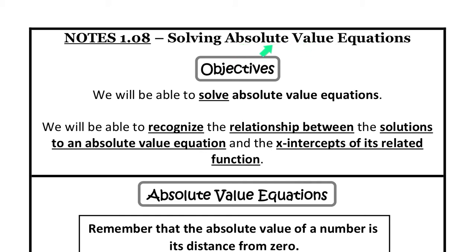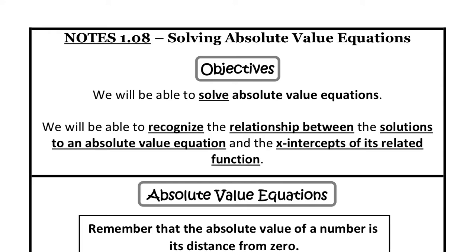So we're still talking about absolute value, but now we're going to be focusing on solving equations of absolute value, and we're going to be doing that throughout, but more focused at the end of the video. And we're also going to look at the relationship between the solutions of an equation and compare that to the x-intercepts of that function. So there's a relationship that we're looking at between these two. We're going to be comparing the graph to the solutions to the equation.